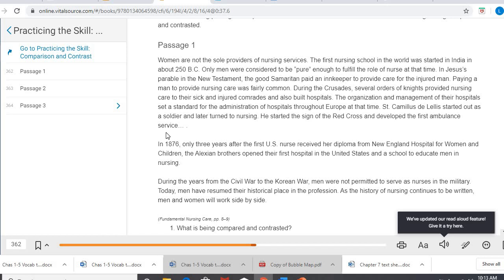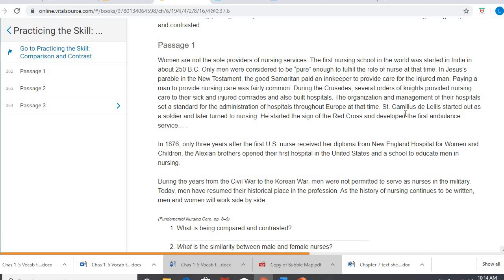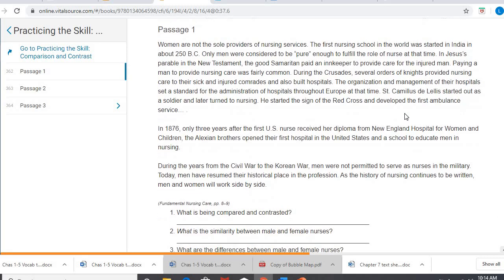In 1876, only 3 years after the first U.S. nurse received her diploma from New England Hospital for Women and Children, the Alexian brothers opened their first hospital in the United States and a school to educate men in nursing. During the years from the Civil War to the Korean War, men were not permitted to serve as nurses in the military. Today, men have resumed their historical place in the profession as the history of nursing continues to be written, and men will work side by side with women.